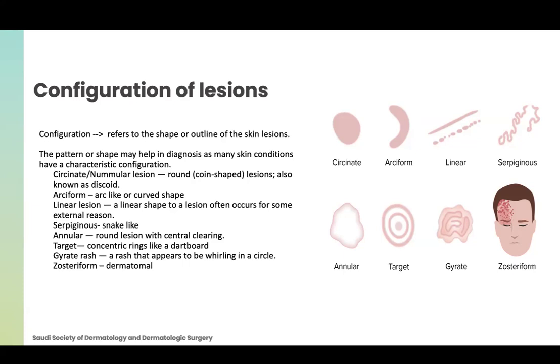And this is helpful because sometimes you see a rash and you think, is it EM? Is it a drug eruption like TEN or SJS? And typically in SJS and TEN, you see a typical target lesion. Although that's not always the case, it's a helpful distinguishing factor between EM, for example, and TEN. Gyrate erythema or gyrate rash is whenever you see a rash that is whirling in a circle. And zosteriform or dermatomal whenever it's following a dermatomal pattern.